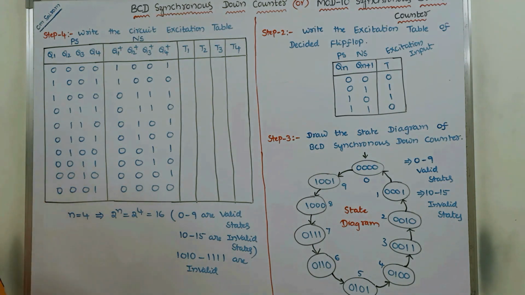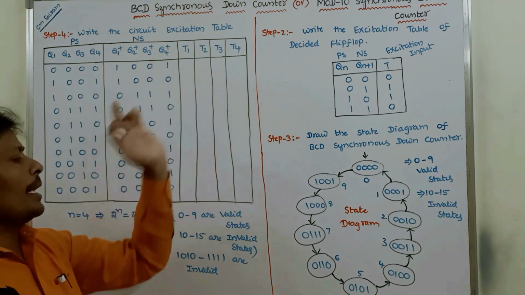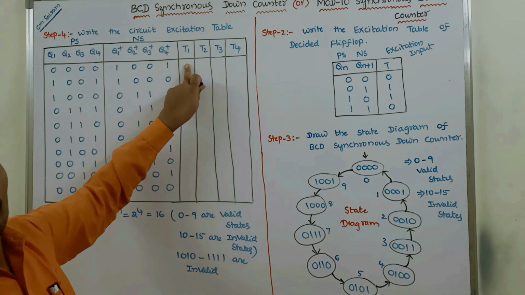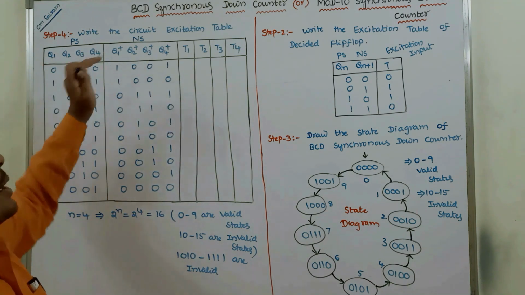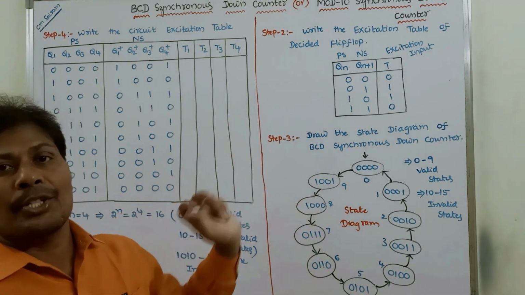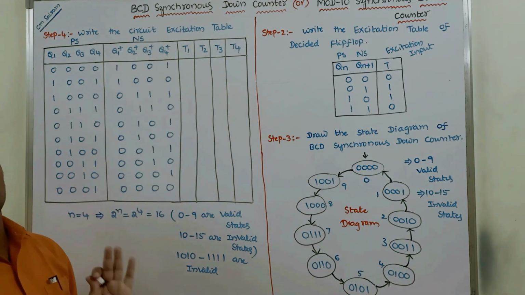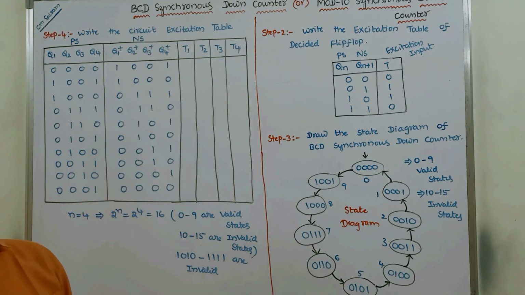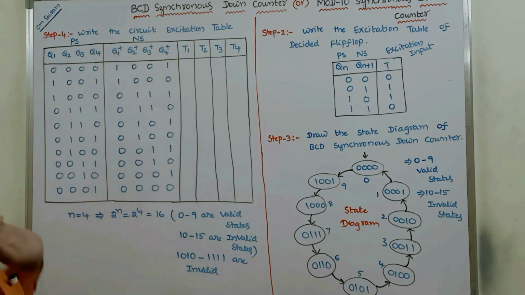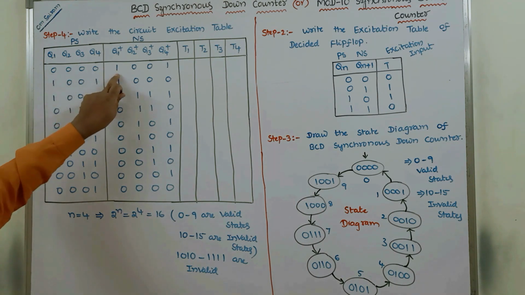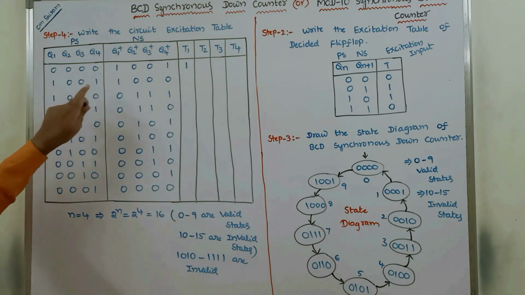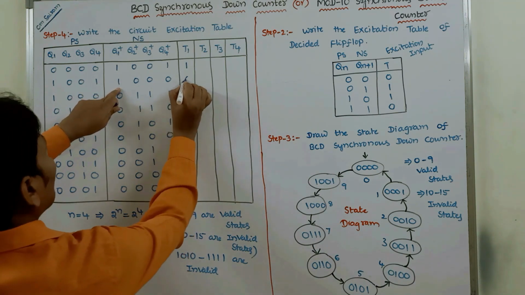Okay. Now, how to fill this T1, T2, T3, T4? For T1, we have to consider Q1 and Q1 plus as inputs. So, by using this excitation table, we have to fill T1, T2, T3, T4 excitation inputs. For T1, Q1 and Q1 plus as inputs. So 0, 1, both bits are different, T1 value is 1. Here 1, both bits are same, T1 value is 0.